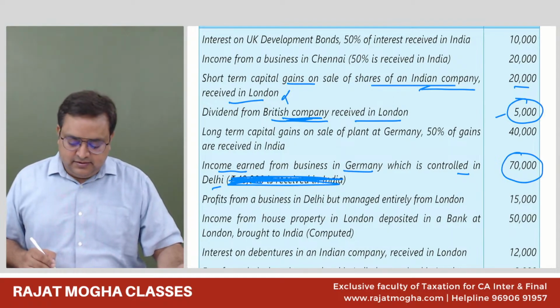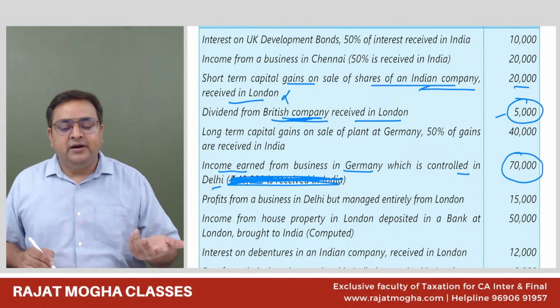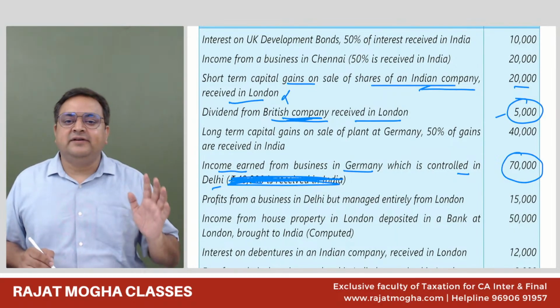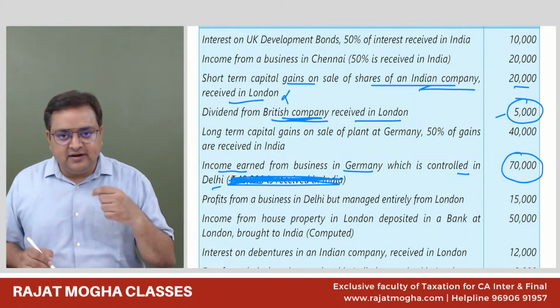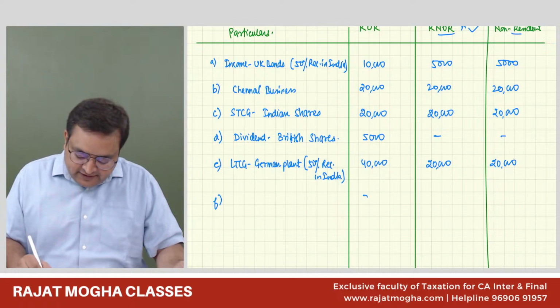Ordinary resident and not ordinary resident. For a resident ordinary, global income is taxable, no doubt about it. For not ordinary, the entire 70,000 you will make it taxable. Why? Because it is controlled from India. For not ordinary, that control word is important. So 70,000 here and 70,000 here.